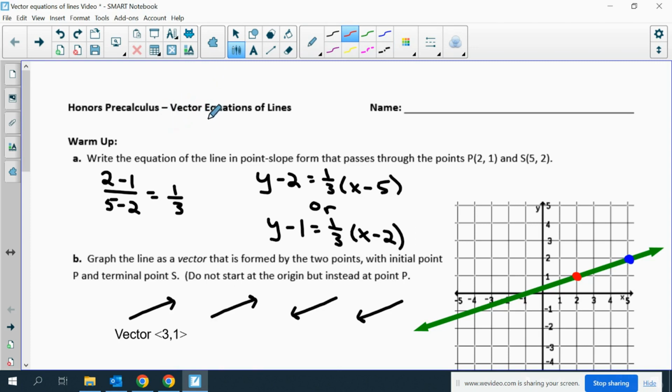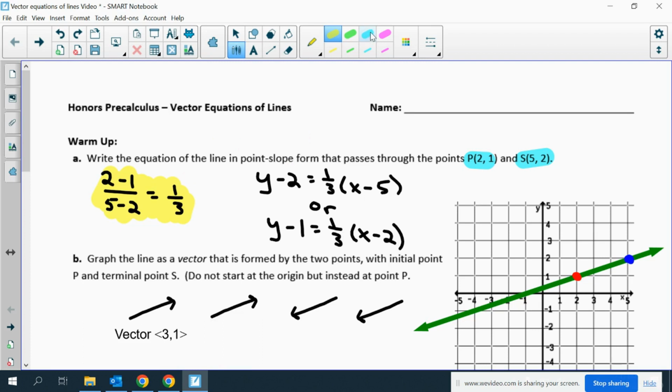This video is about vector equations of lines and how we can also find the intersection of two planes using vector equations of lines. So first, writing the equation in point-slope form of the line that crosses through (2, 1) and (5, 2) isn't that hard. First, we find the slope of that line, and then we write it in point-slope form.